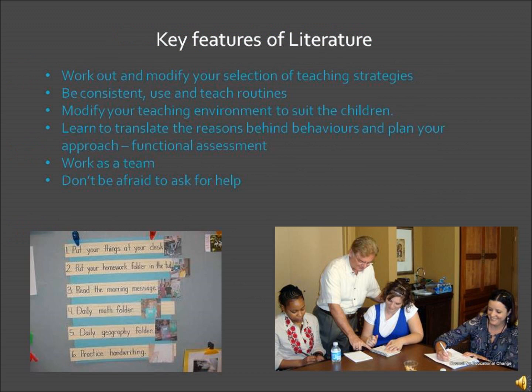So the key features of the literature were: work out and modify your selection of teaching strategies. Choose what works for you and your student. Be consistent, use and teach routines. These individuals need repetition. Modify your teaching environment to suit the children. Learn to translate the reasons behind behaviours in the planned approach, so perform a functional assessment. Work as a team. Use your peers, specialists, the families and community. And don't be afraid to ask for help. It's very challenging and can be very taxing on you and the student.